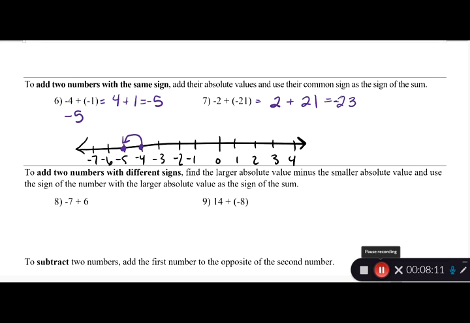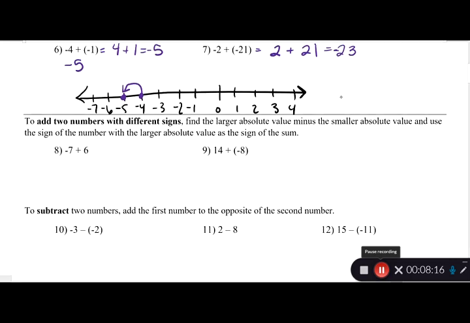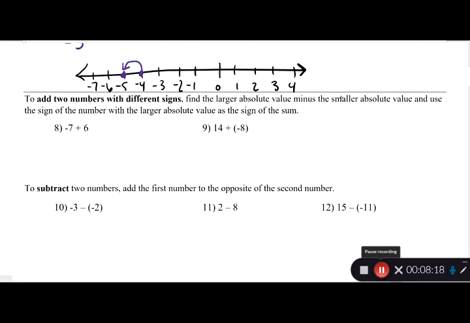And that makes sense because they were the same, and I'm going more negative. To add two numbers with different signs, you find the larger absolute value minus the smaller absolute value and use the sign of the number with the larger absolute value as the sign of the sum. Okay, so when they have different signs, you're doing subtraction, not adding. You always want to subtract the smaller number from the larger number. So that's what they're saying with the absolute value.